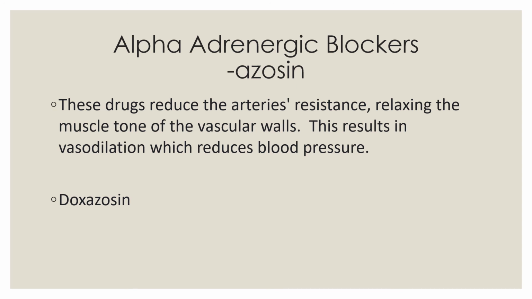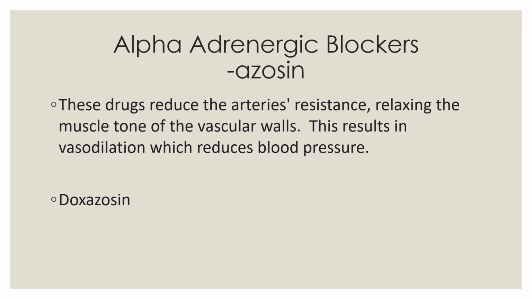So next we have our alpha adrenergic blockers, or our azosins. This includes doxazosin, prazosin, and terazosin as some of the most popular ones that you'll see. We don't see these a ton. Obviously, we're going to see our beta blockers and our calcium channel blockers and ACEs and ARBs first. These drugs work to decrease the resistance of the artery walls, and so it makes them more pliable and more easily dilated to decrease the blood pressure.